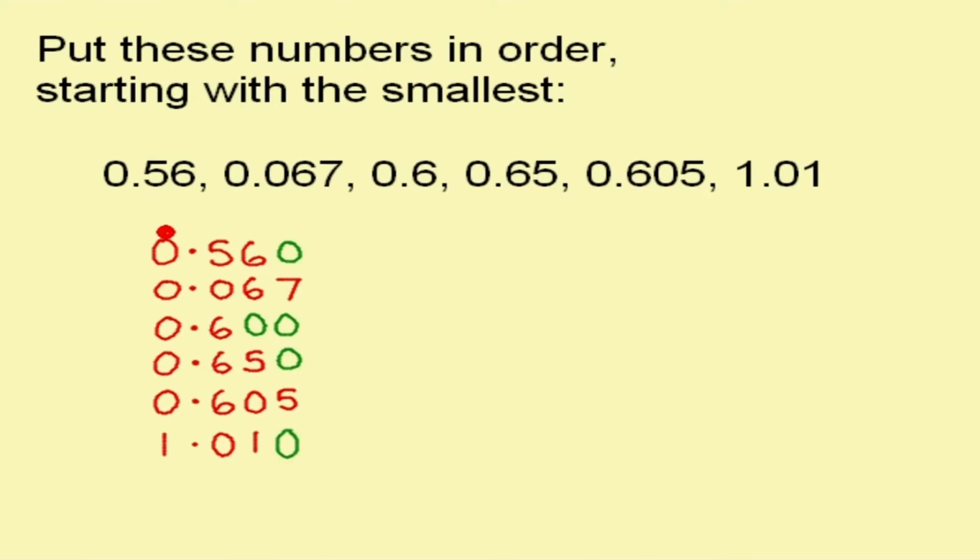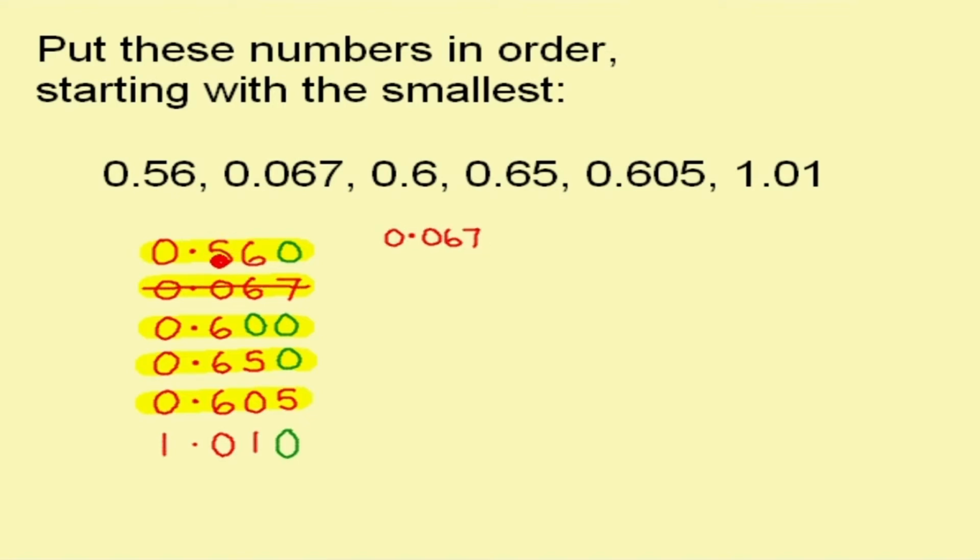So starting from the left again, we can see we've got lots of zeros and then a 1. So one of the ones that starts with a 0 must be the smallest. Looking at the next digit, I can see I've got a 5, a 0, or 6s. So the 0 one must be the smallest number overall. So we start with 0.067.